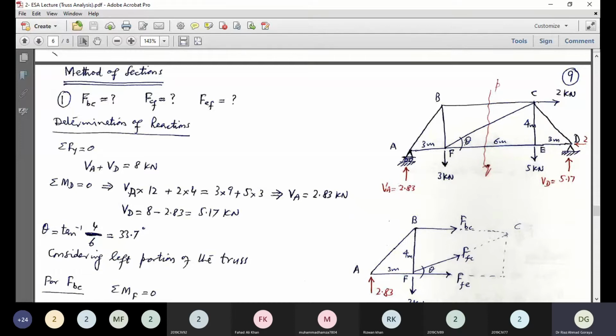That is very simple. Theta is equal to tan inverse 4/6. That is 33.67 degree.